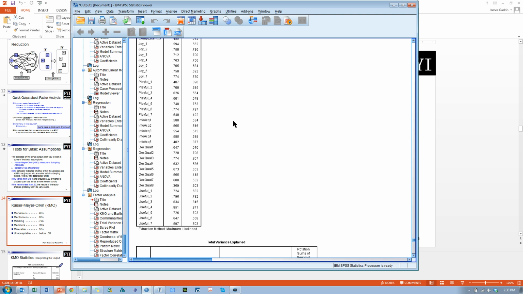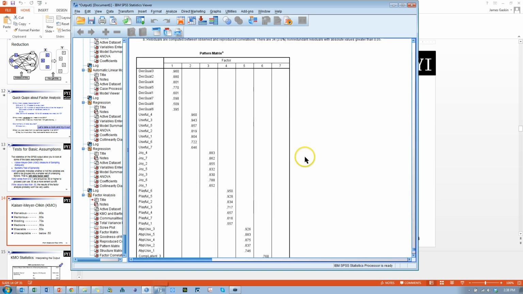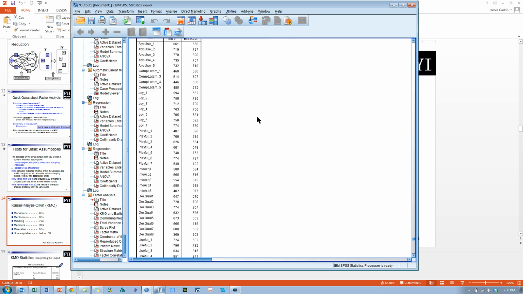So let's go ahead and look at the red flag here. We had decision quality 8. Let me jump straight down to the pattern matrix. Ignore everything for just a sec. Here's the pattern matrix. Decision quality 8, kind of a low loading, 0.509. So it just didn't load terrifically. Let me go back up. But that's what you do. You just flag it. If it had a 0.0 something, no, it just flags it.